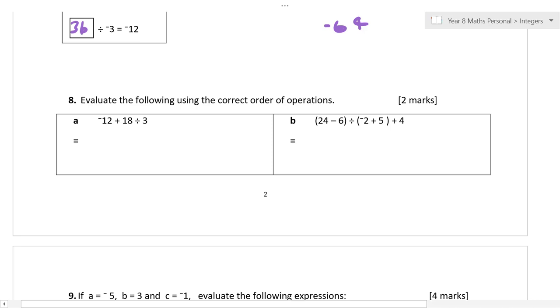Okay, for the first one, since we're using BODMAS, we have to focus on the divided by. So division and multiplication happens first, starting from left to right. So forget about the negative 12 and the addition. So we just leave negative 12. So since we're doing the division first, it's just normal division, so it's just 6. So negative 12 plus 6 equals negative 6.